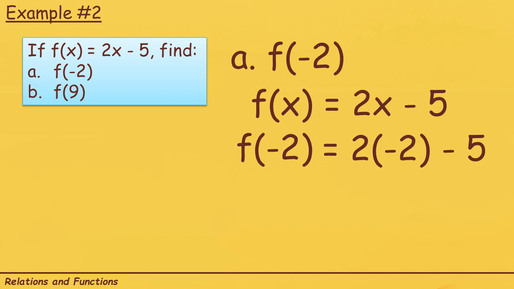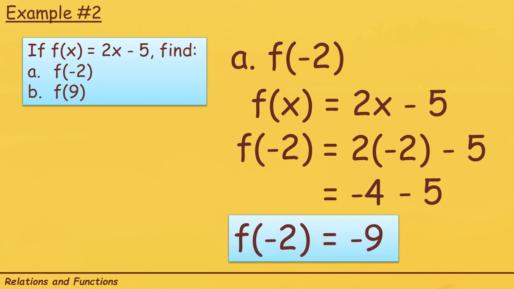So, unahin natin itong 2 times negative 2. 2 times negative 2 is negative 4. Kopyahin lang yung walang ginawa. That is minus 5. And then, let us just subtract it. Negative 4 minus 5 is negative 9. Dahil pinagsama natin yung dalawang negative numbers, kaya naging negative 9.